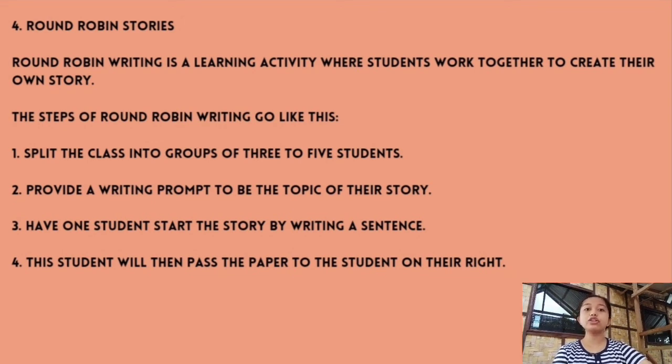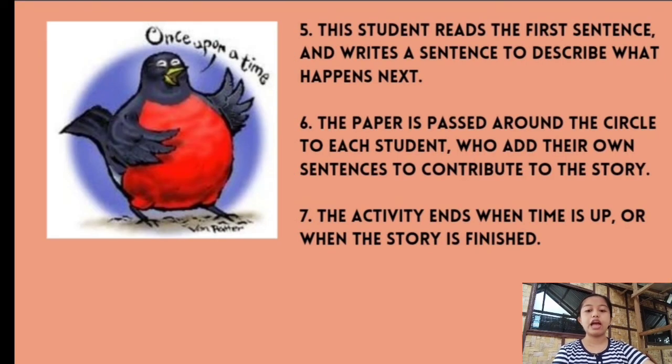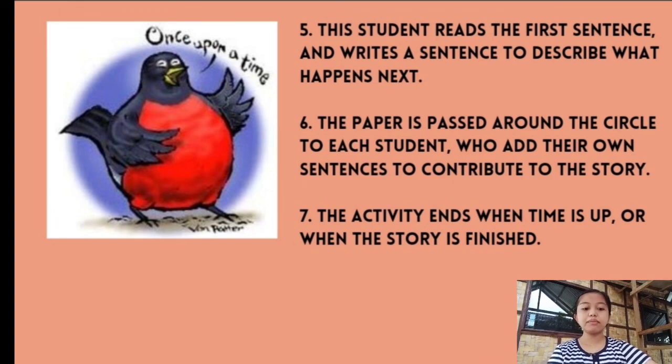So here are the steps on how to perform round robin writing. First, split the class into groups of 3 to 5 students. Second, provide a writing prompt as the topic of their story. Third, have one student start the story by writing a sentence. Fourth, this student will then pass the paper to the student on their right. Fifth, this student reads the first sentence and writes a sentence to describe what happened next. Sixth, the paper is passed around the circle to each student, who adds their own sentence to contribute to the story. And lastly, the activity ends when the time is up or when the story is finished.